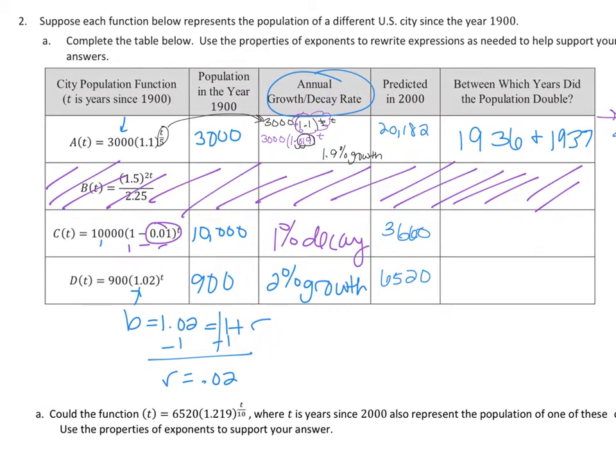C of T is asking, when is the population going to double? Well, let's just be smart here. We have a decay rate. Is the population ever going to double? No, it's only going to decrease. So the answer to this is going to be never.